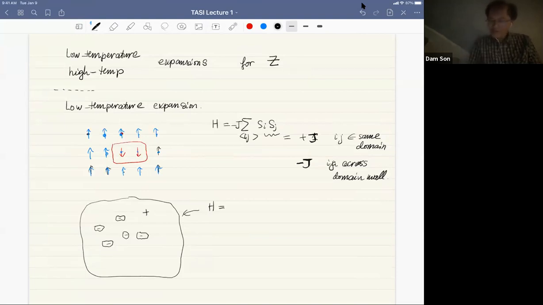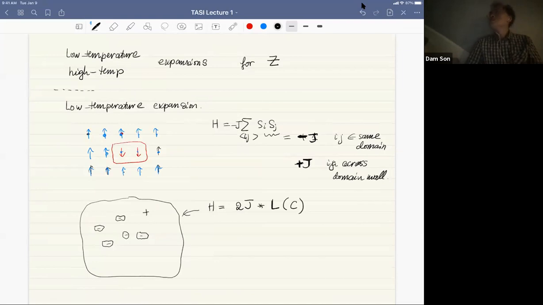Even the sign I wrote was wrong. This one should be minus J, this should be plus J. And so if I have two spins that have the same sign, its energy is minus J. Making it different sign costs me an energy 2J. And so the Hamiltonian is 2J times the number of these pairs, which, you can check geometrically, is the length of the curve.